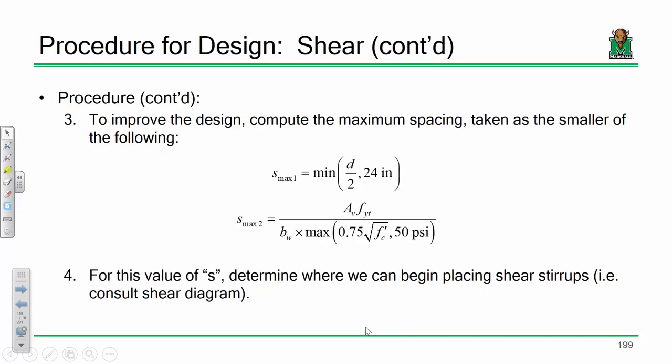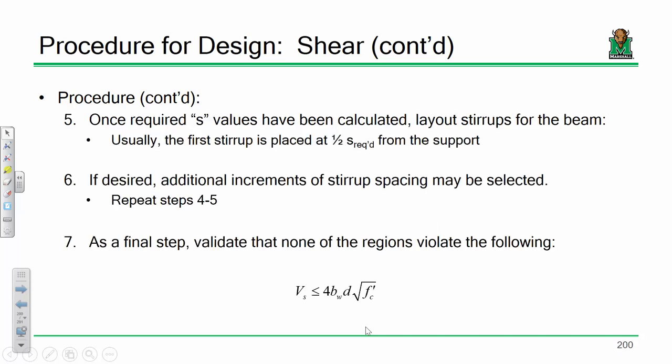We'll be able to improve upon that design by using S-max. We might be able to use some spacings in between those two values, and that'll be something we discuss near the end of the example. But the idea is: determine an S value, determine where along the beam we can begin to use such an S value, and then begin to lay out the design.